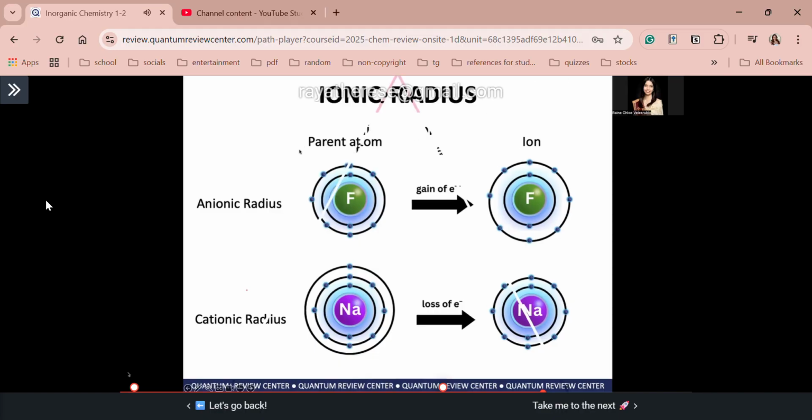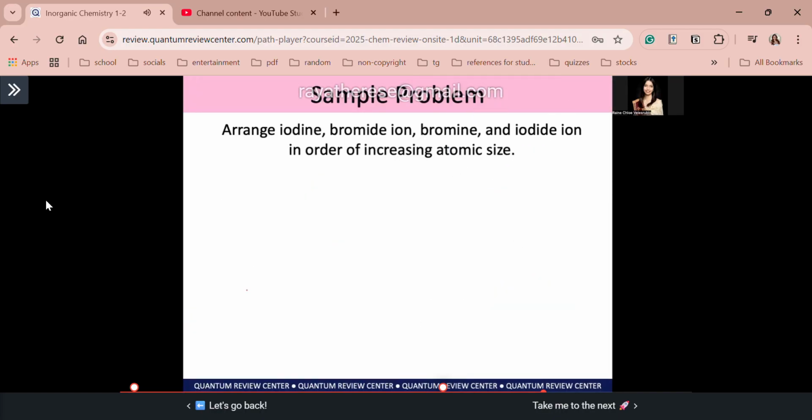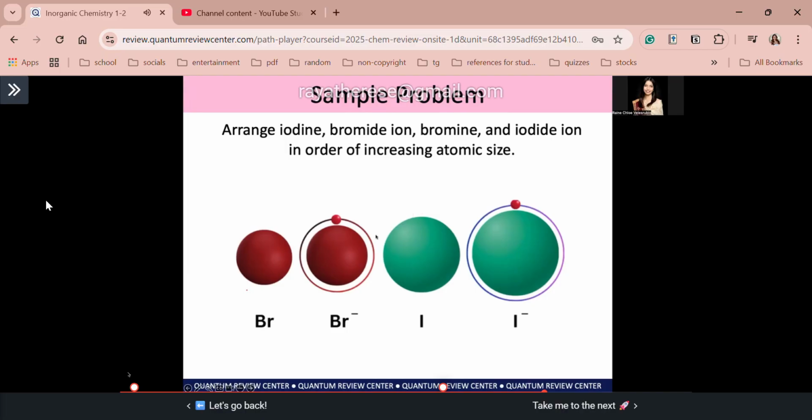Okay? Sample problem. Okay guys, pause the video and try niyong sagutin. Okay, let's answer. Arrange iodine, bromide ion, bromine, and iodide ion in order of increasing atomic size. Ayan ang ating sagot, guys. Ayan, yan ba sagot niyo?